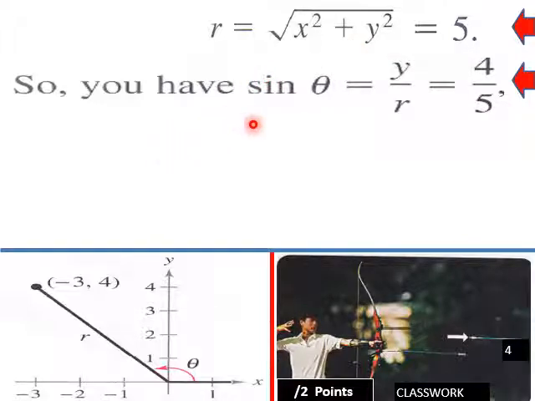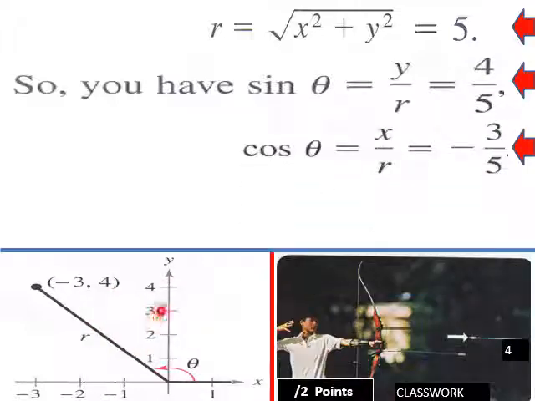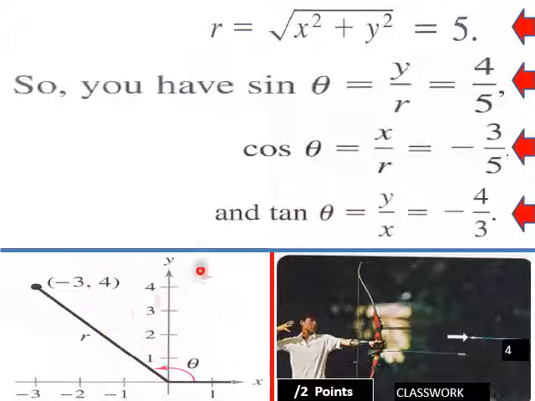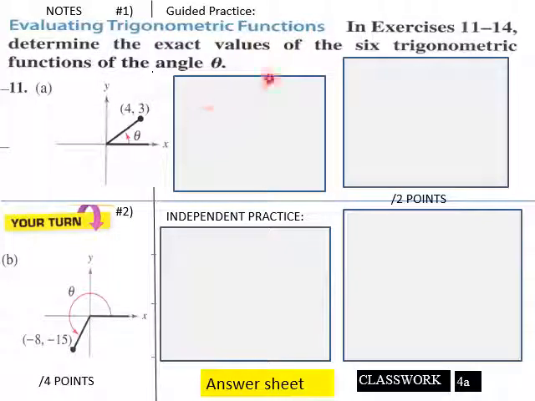So you have sine theta, y over r, which would be 4 over 5. And then cosine theta would be x over r, which would be negative 3 over 5. And then tan will be y over x, so it would be negative 4 over 3. So that would be how you would come up with those.